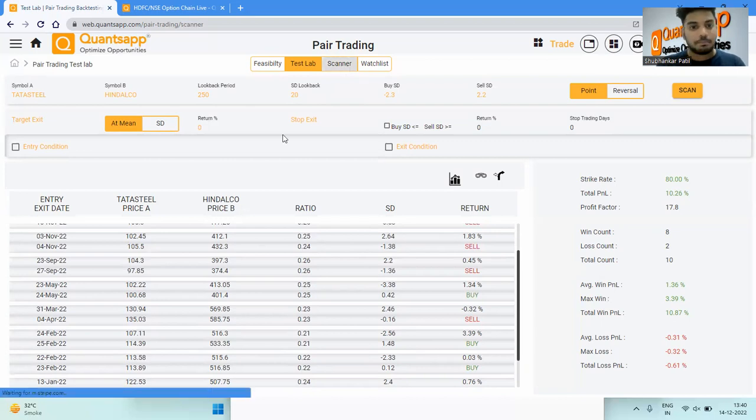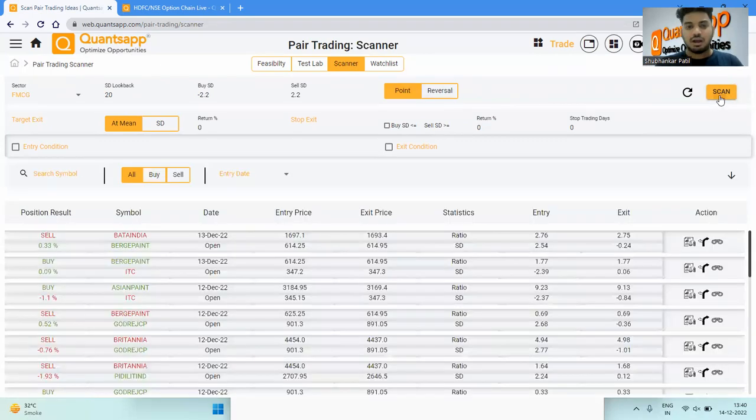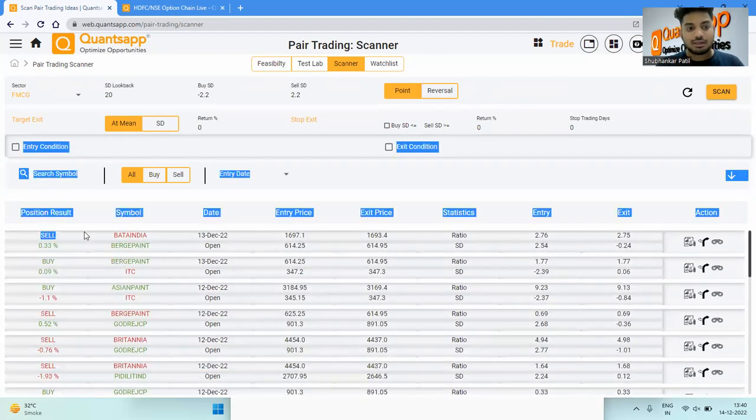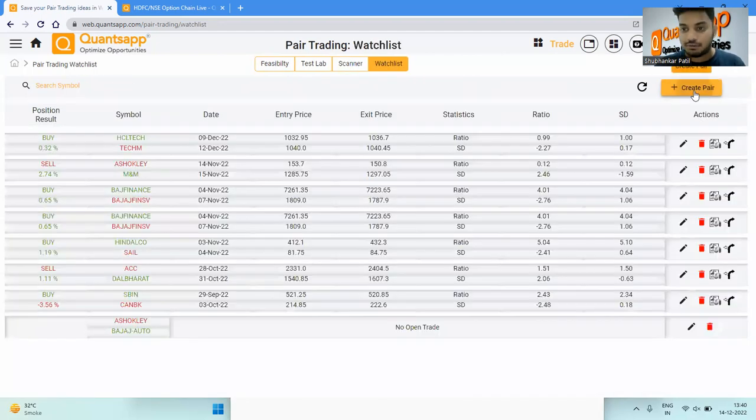You can scan pairs if you want to. Let's say, for the standard deviation, you can give inputs to see if there are any open pairs. Now, let's say I want to buy a pair from the FMCG sector at 2.2 and sell the pair at 2.2 standard deviation. You can consider standard deviation as around 2.2 or 2, roughly around that. You will get all these open pairs. Whatever the signal is, it is by default for the symbol A: sell Bata India and buy Berger Paint. Similarly, you can create a watch list so that you don't need to actively track anything.